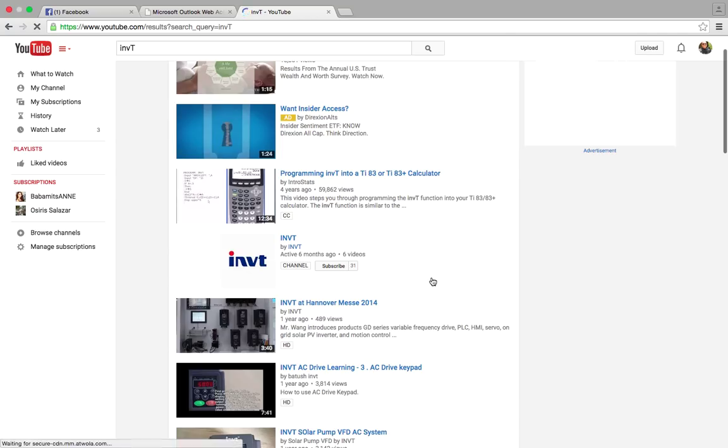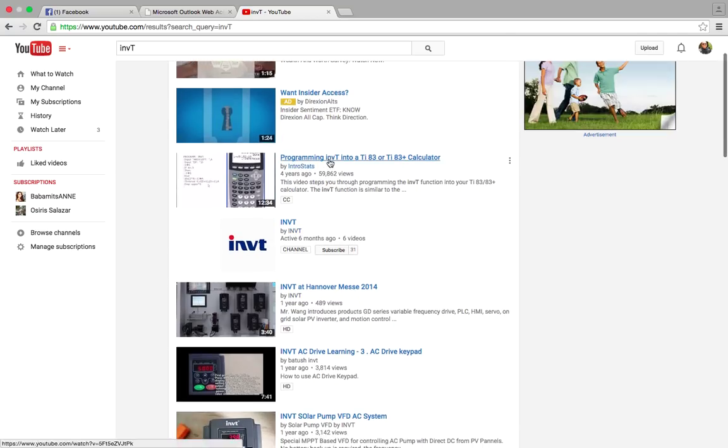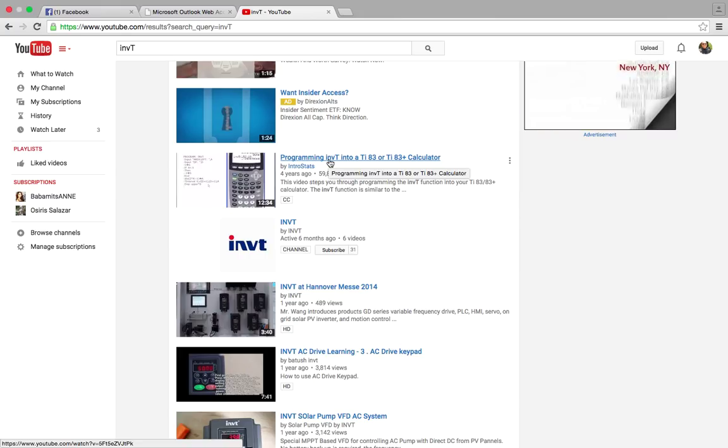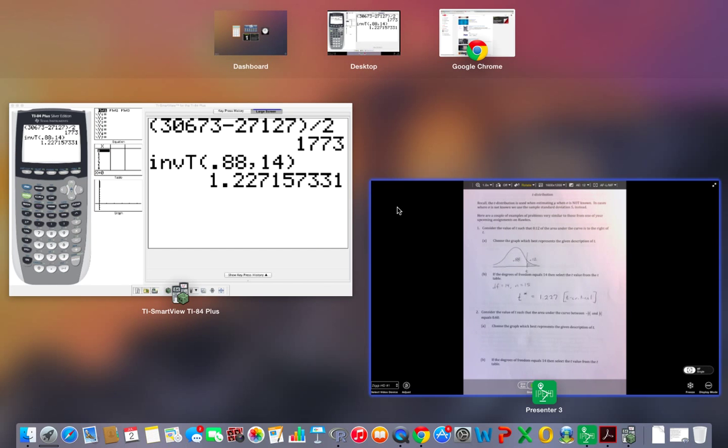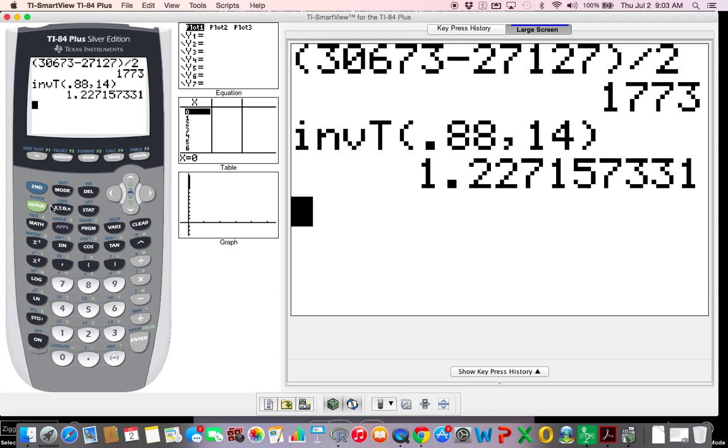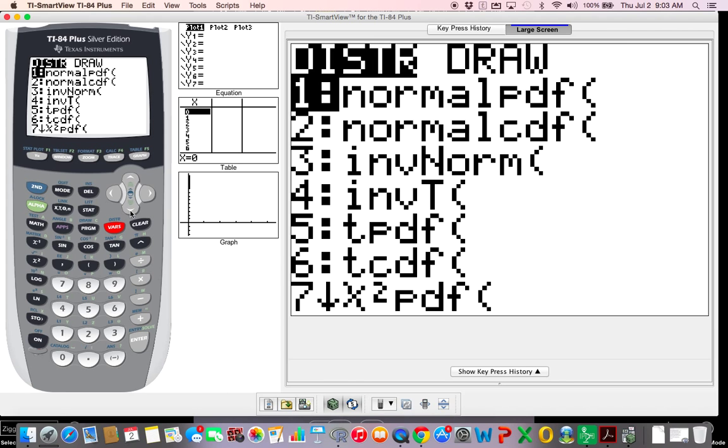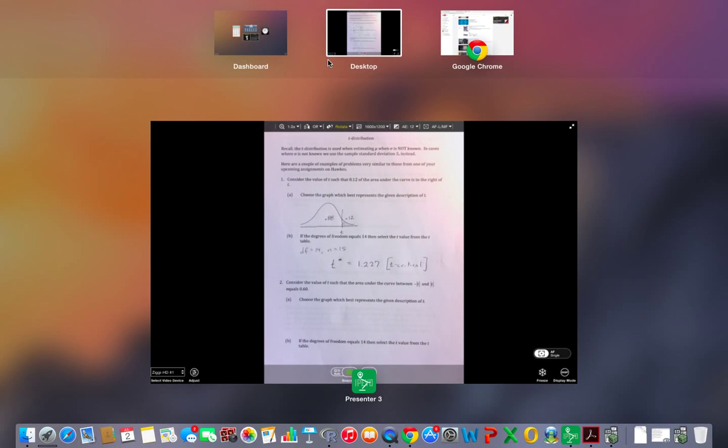The very first thing that comes up is programming inverse T into a TI-83 or TI-83 plus calculator. All right? Now, you don't need to worry about this if your calculator, when you go second function distribution, if you come down and see inverse T, you don't even need to worry about this. But if you're one of those people, and I guarantee you there are people in our class who don't have that inverse T option, then you need to listen very closely.